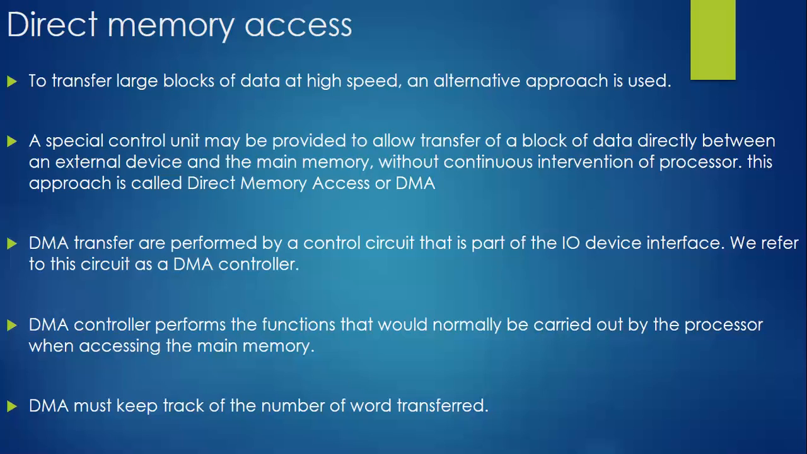We'll see how we can implement the concept of direct memory access. DMA transfers are performed by a control circuit that is part of the IO device interface. In the first topic of the second module, we discussed accessing IO devices. In that, we discussed something called an interface circuit.